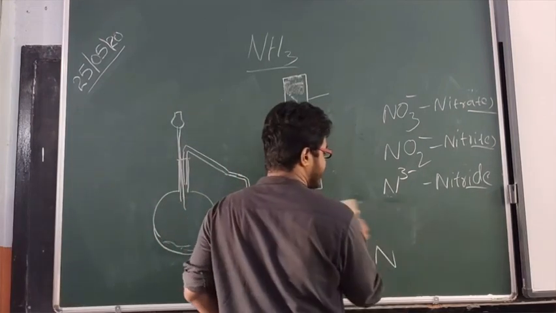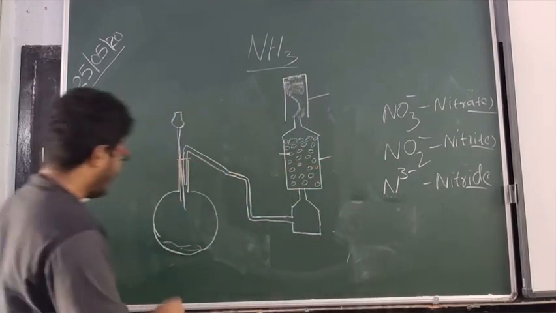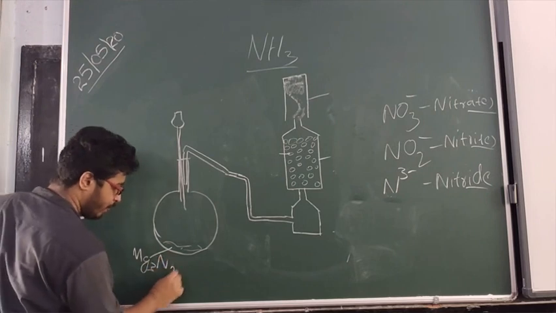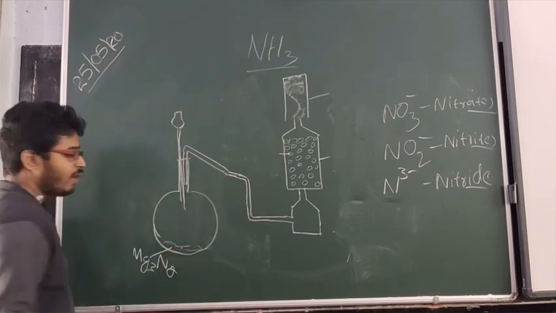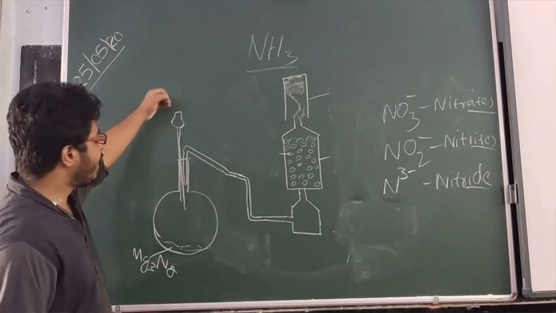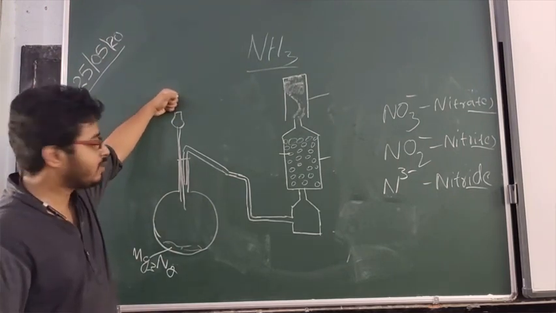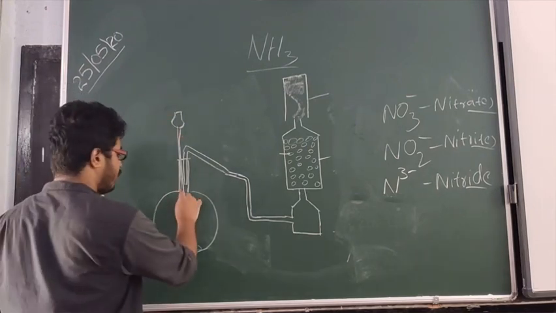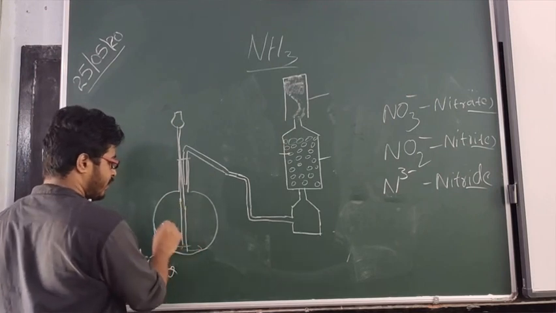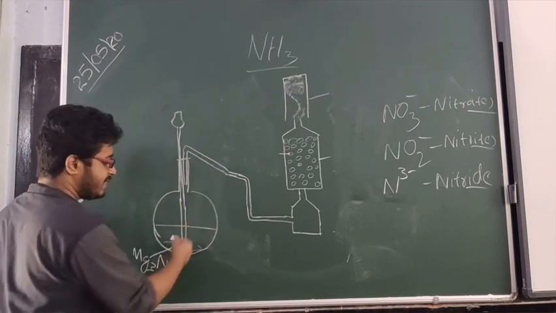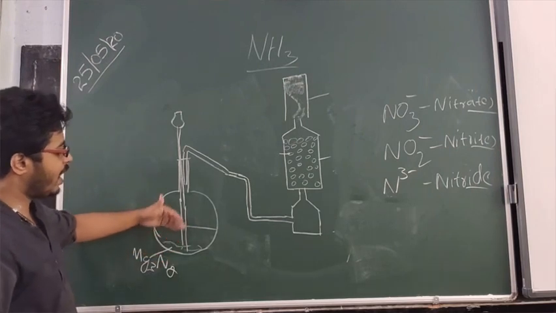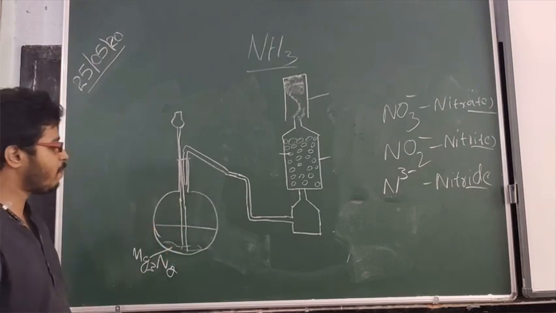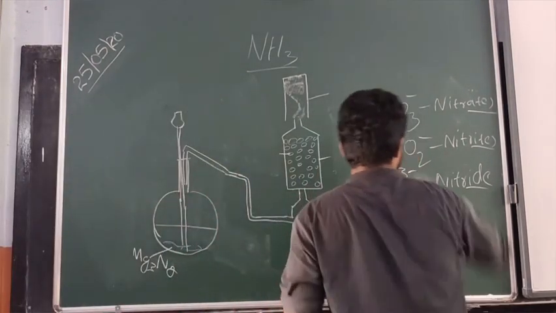So in this preparation, we are taking magnesium nitride, Mg3N2, in a round bottom flask. After that, we add water into the flask through a thistle funnel. Then we close it, or else we can just pour excess water so that the water level is above the tube end of the thistle funnel. The reaction is as follows.